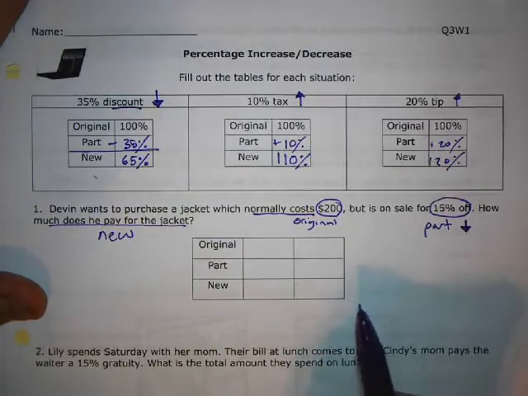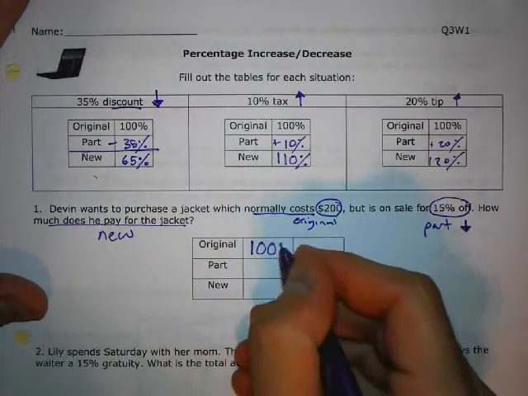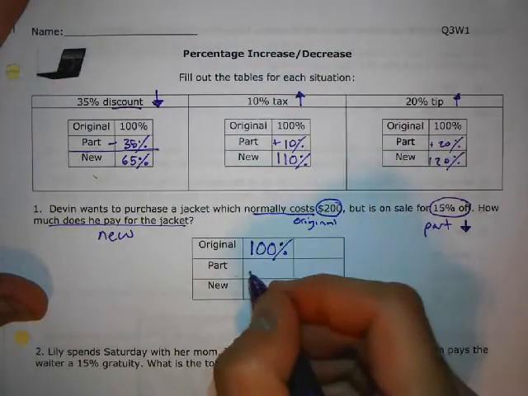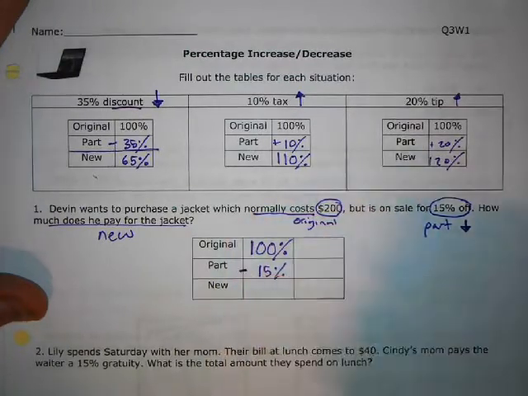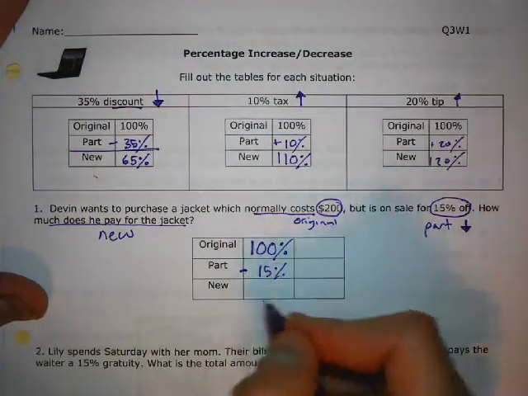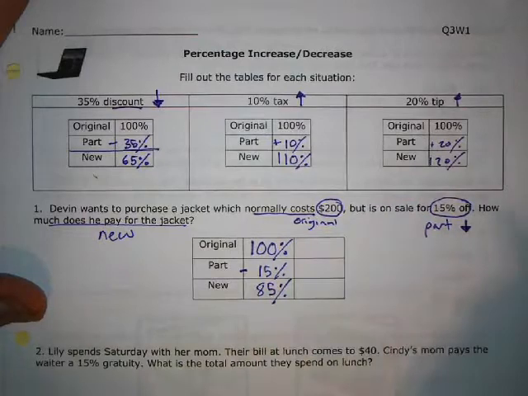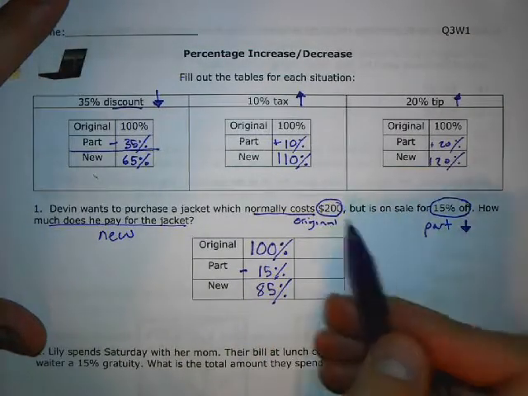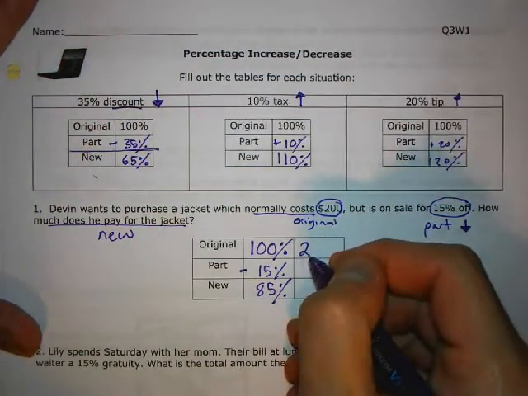Okay, let's fill in the original part new table. And I made one here for you. So the original is always 100%. Easy. The part is 15%. And we need to remember that it's a decrease. So we're going to subtract 15%. Which means that what we have left, the new, is going to be 85%. Already you have more information about this problem. Now we need to put the 200 in the right place. It's the original, so it goes right here.